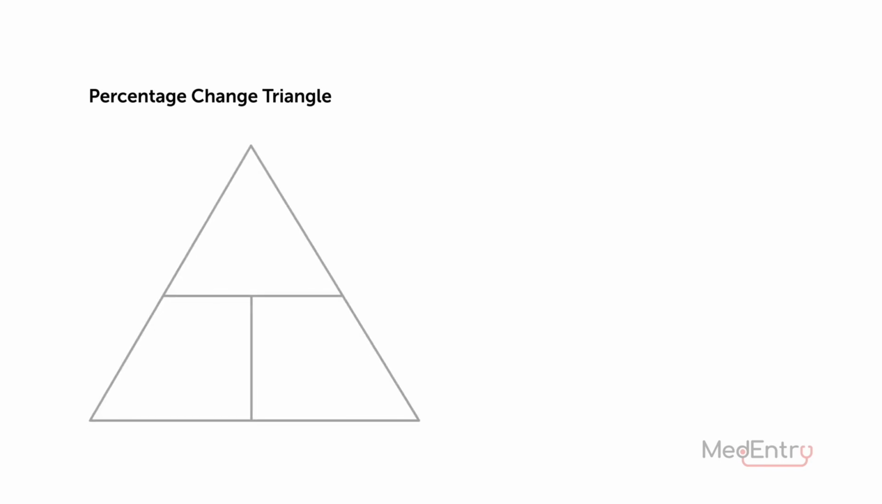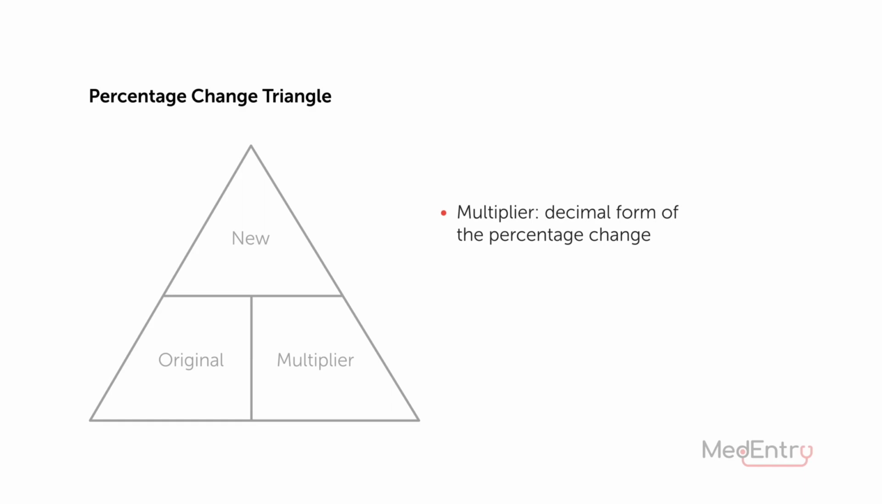It can be difficult to remember the equations and manipulations for changing a value by a percentage change, and finding the original number. To make it easier to remember these equations, you can use a percentage change triangle. This involves using the three variables of interest, which are the new number, the original number, and the multiplier. The multiplier is simply the decimal form of the percentage change. To use the triangle, simply cover the variable you want to calculate, and the equation is formed by the remaining two variables.